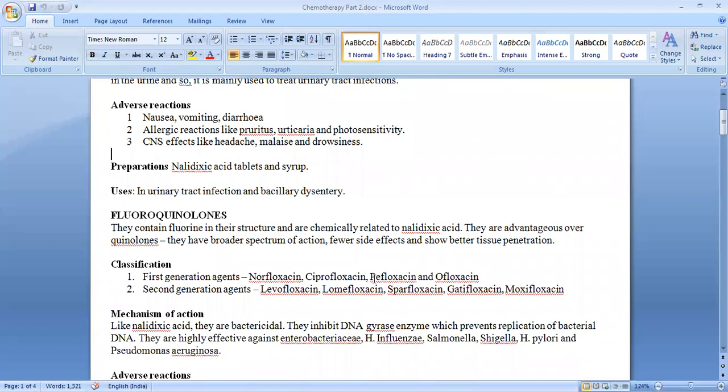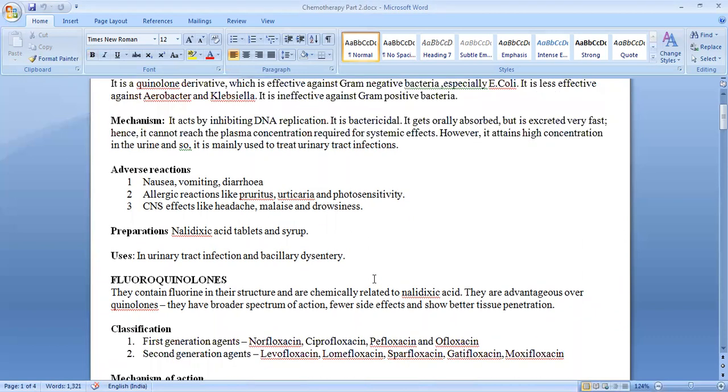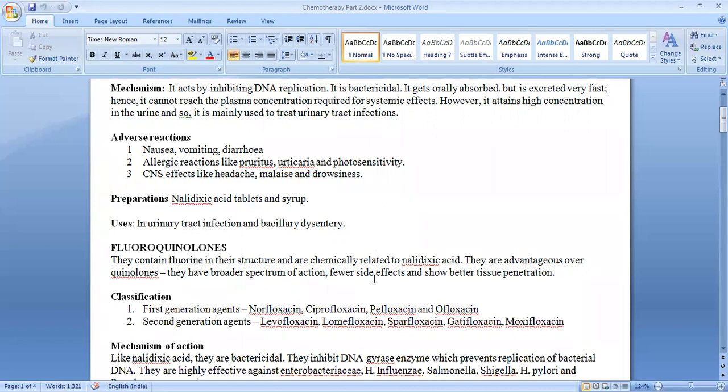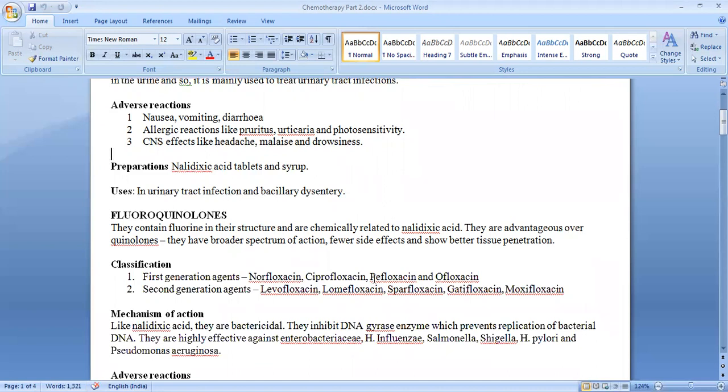and bacillary dysentery. Then there is the next set of compounds which are called fluoroquinolones. As the name indicates, they will have fluorine in the structure along with the quinolone ring system. So these compounds are chemically related to nalidixic acid. Nalidixic acid is a quinolone molecule, and fluoroquinolones are the ones which have fluorine extra. Now, these are better than the quinolone drugs because the spectrum of action is broad. That means they will act on a wider range of organisms. Also, the side effects are less and they are able to penetrate the tissues in a better way.